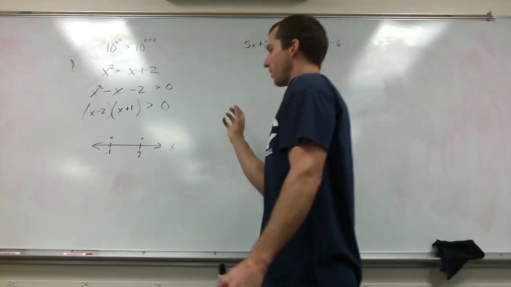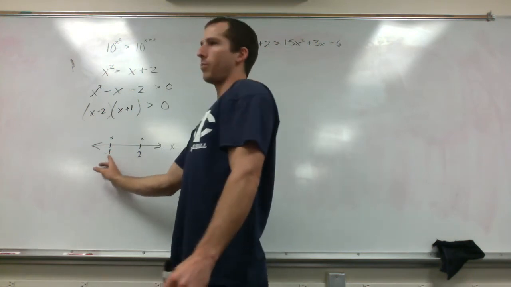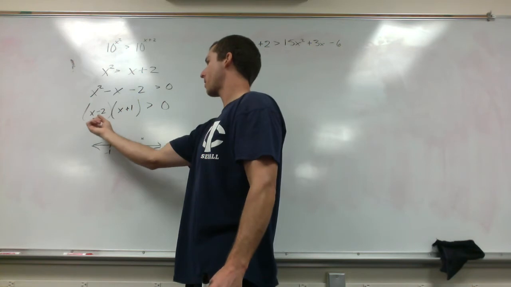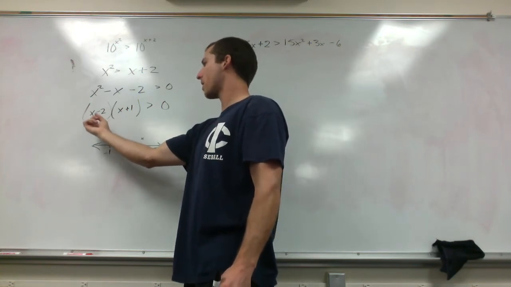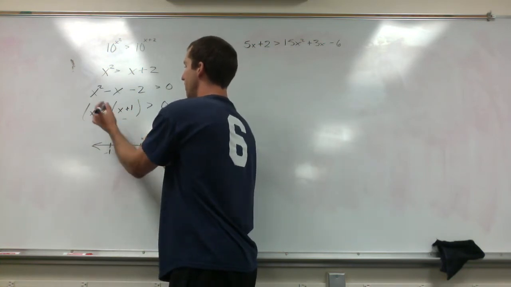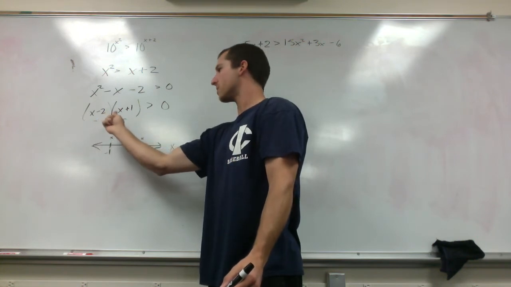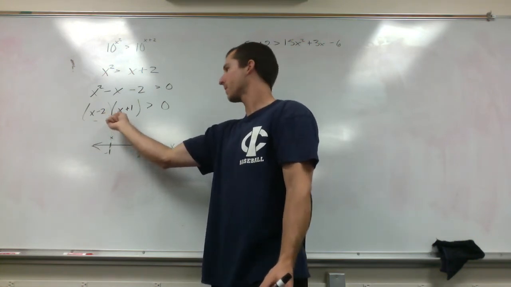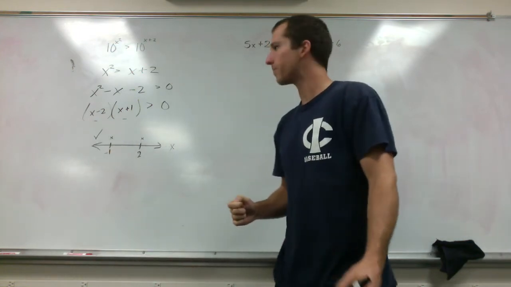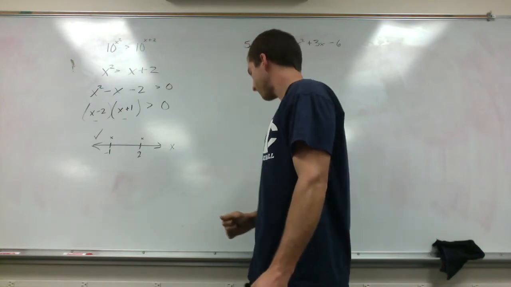Alright, so now I get to pick values on all these other intervals. So I think about a number less than negative 1, maybe negative 2. If I were to substitute -2 for x, I would get a negative factor here and a negative factor here. And then I'd think, okay, a negative times a negative is positive. Positive is greater than 0. That's a good interval for me. Any number less than -1 is going to satisfy my inequality.